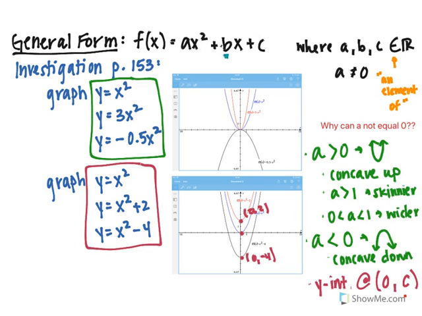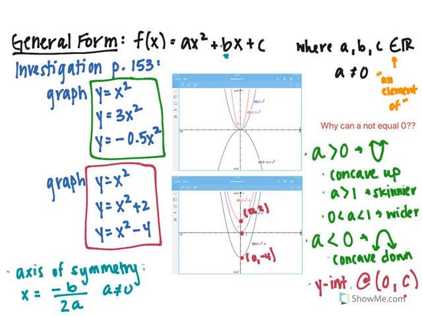Now the b value in the middle here is very important because it tells us where our axis of symmetry is. Now remember, all parabolas have an axis of symmetry. When we're talking about x squared, it is on the y-axis. When we're talking about any other general form quadratic equation, our axis of symmetry is going to be the equation x equals negative b over 2 times our a value. And remember, a cannot equal 0.